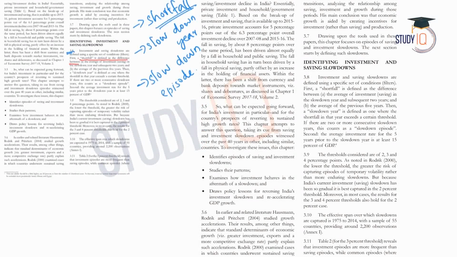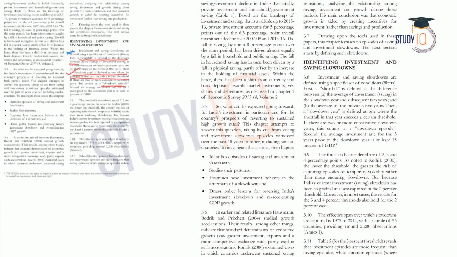You only need to understand what a shortfall is. It is not necessary that you learn the definition. So you must be able to differentiate between these three terms. Now coming to slowdown year. A slowdown year is defined as one where the shortfall in that year exceeds a certain threshold. So there will be a certain threshold or limit. If the shortfall exceeds that threshold, we call it a slowdown year. And thirdly, coming to slowdown episode. If there are 2 or more consecutive slowdown years, we call them a slowdown episode.